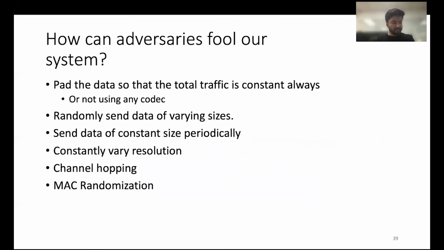There are several ways in which adversaries can fool SnoopDogg. These include channel hopping, MAC randomization, and padding the data. You can read more about all of these in our paper.